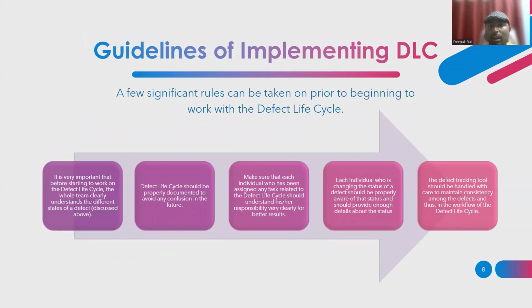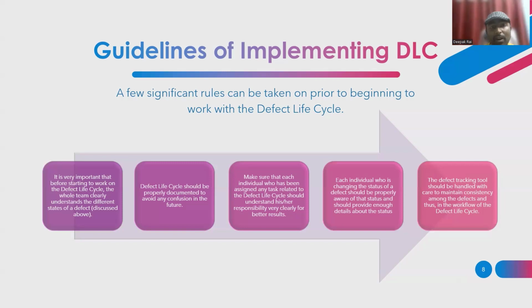Now, what are the guidelines for implementing DLC, or SDLC? Some important rules should be followed prior to the beginning of the defect life cycle. DLC means defect life cycle. It is very important that before starting to work on the defect life cycle, the whole team clearly understands the different states of the defect, where the testing team will sit together and create the life cycle, and based on that they will propose the solutions, where the management team will also be involved. The defect life cycle should be properly documented to avoid any confusion in the future. Make sure that each individual who has been assigned any tasks related to the defect life cycle understands his or her own responsibility clearly, for better results.